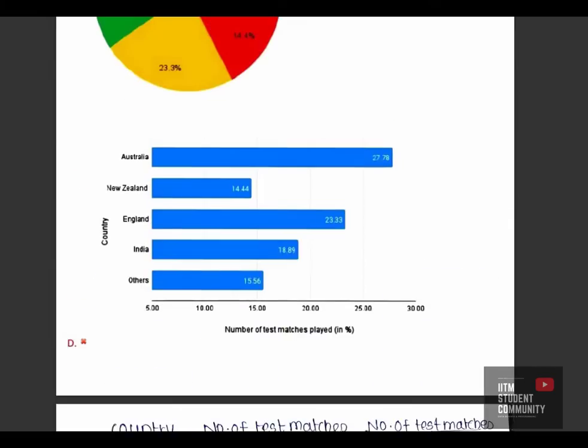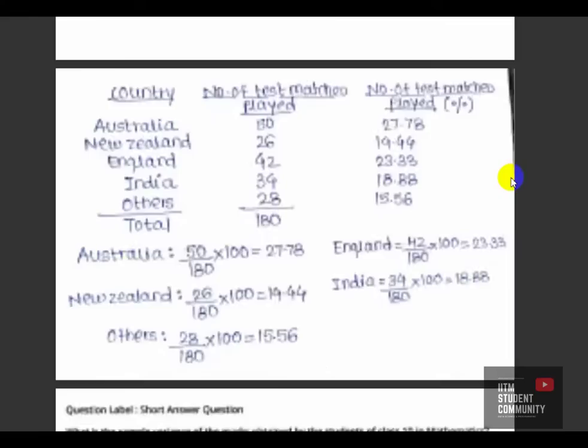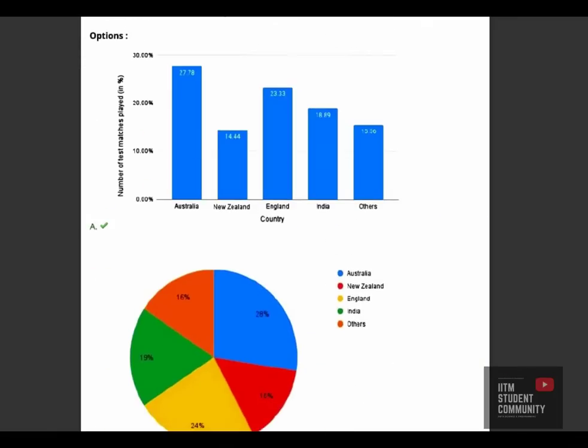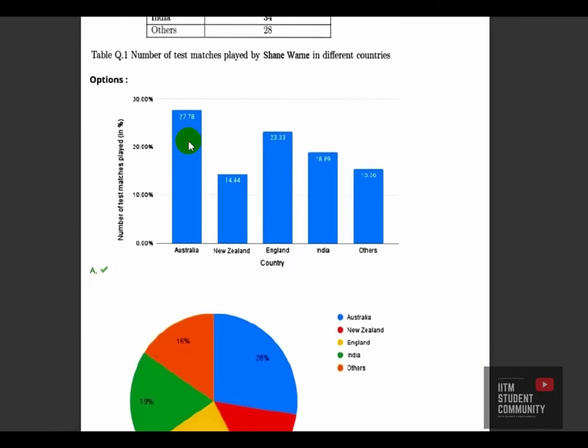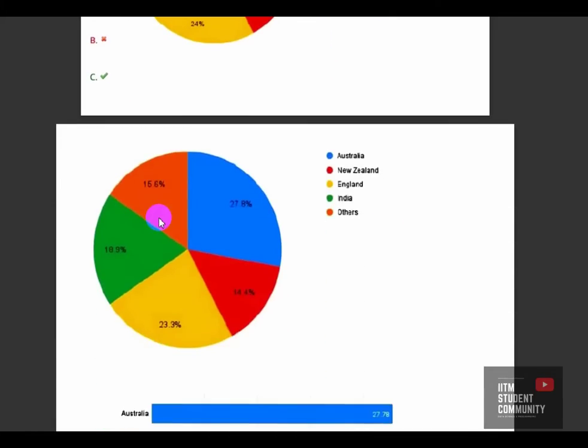Now if we see which graph correctly represents this data, here we can see in option number 1, it correctly matches the percentage. Here the scale starts from 0, the countries are aligned. So yes, option 1 is correct. And then looking at the pie chart, here they have labeled each country. They have accurately presented the percentage. So this pie chart is also correct.